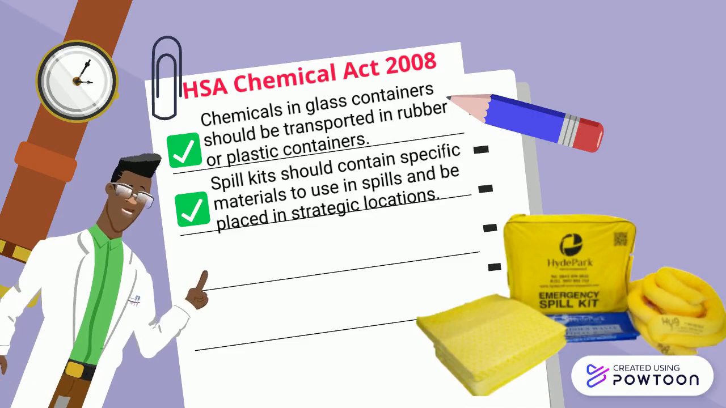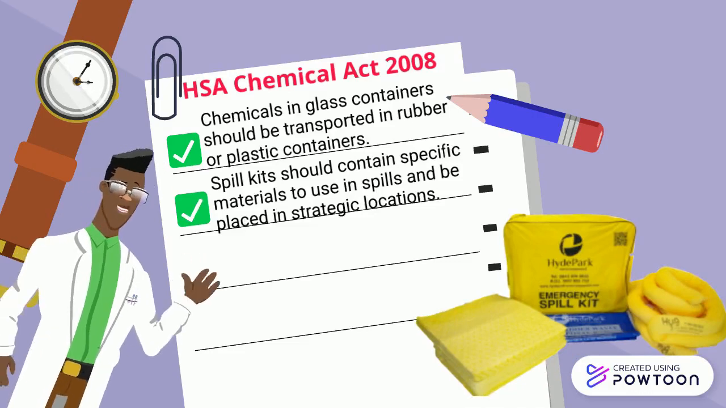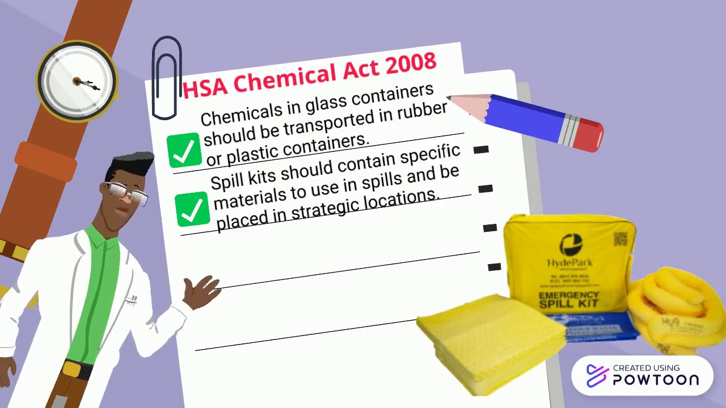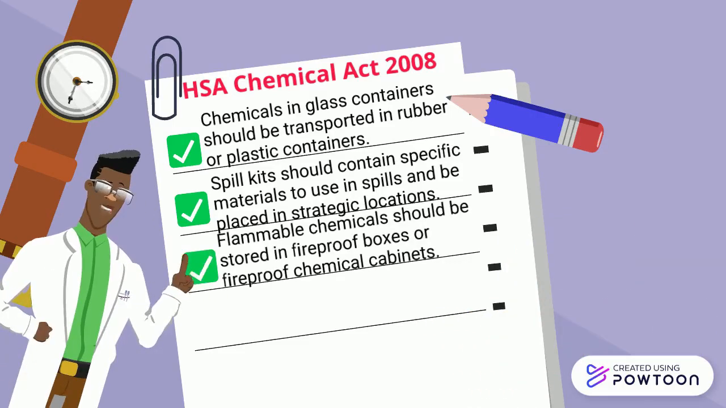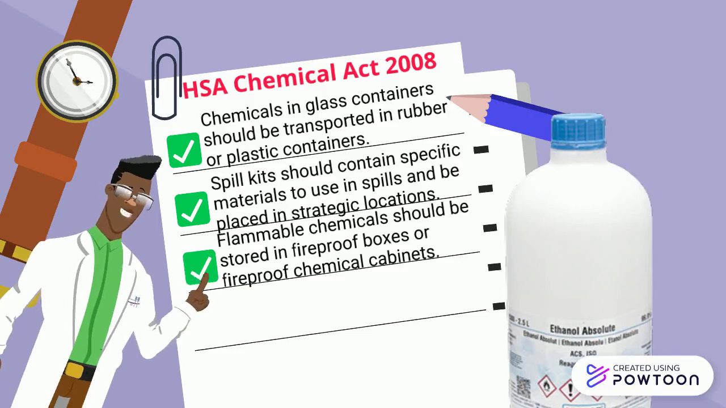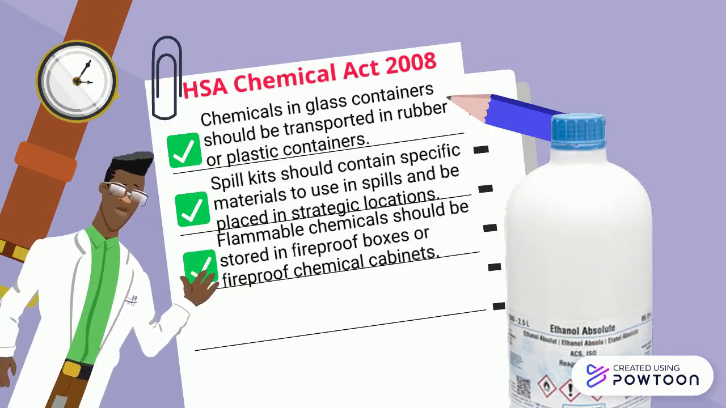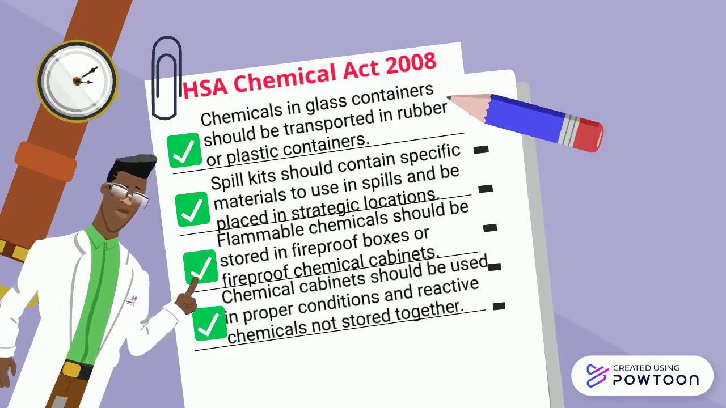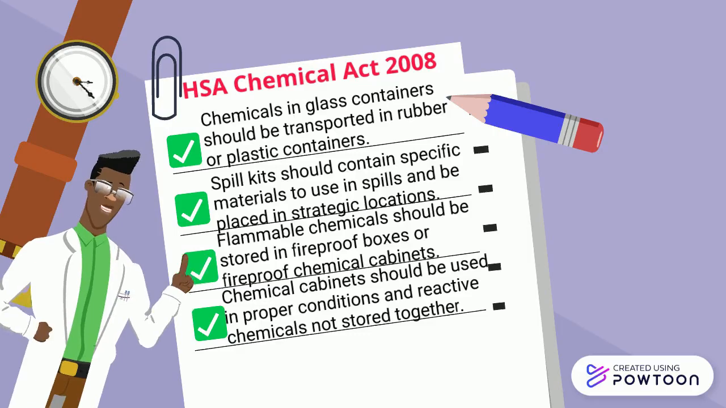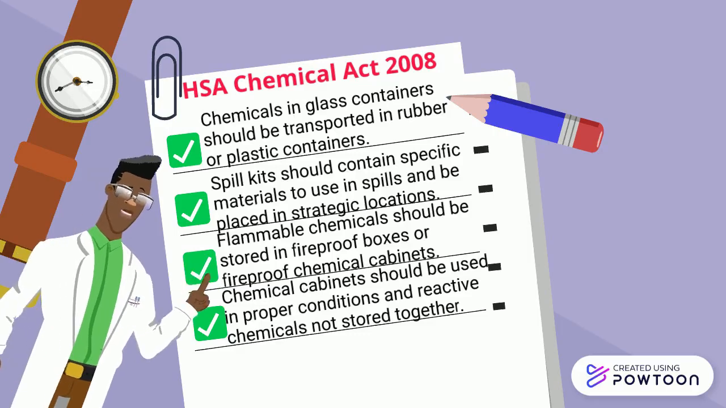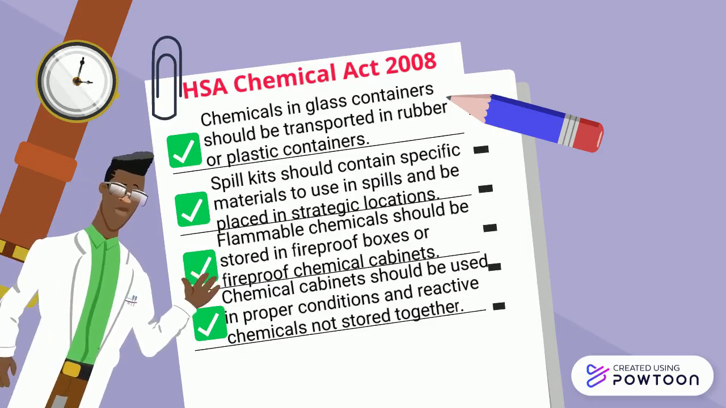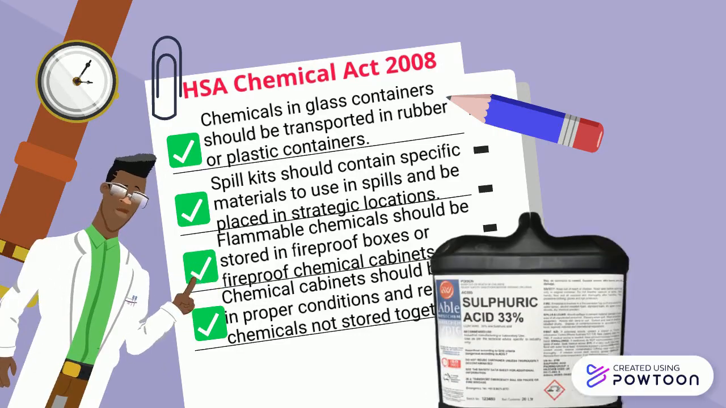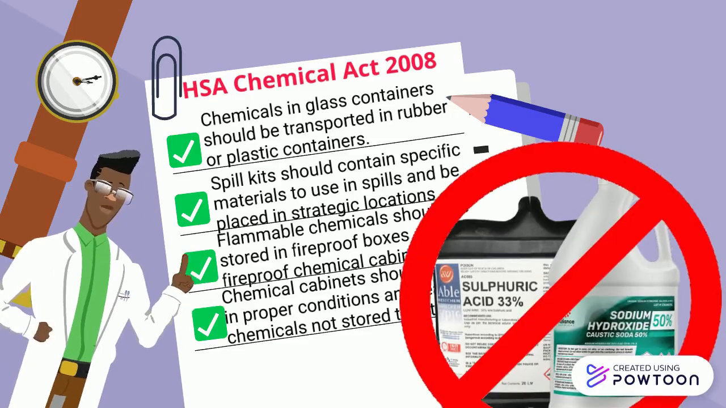2. Spill kits should contain specific materials to use in spills of acid or caustic or organic materials, and the appropriate spill kits should be placed in strategic locations. 3. Flammable chemicals should be stored in fireproof boxes or fireproof chemical cabinets. Chemical cabinets should only be used when in proper conditions. Attention should be paid to load capacity, and reactive chemicals should not be stored together. An example of this is the storing of acids and bases in the histopathology laboratory. Acids like sulfuric acid should not be stored with a base such as sodium hydroxide.